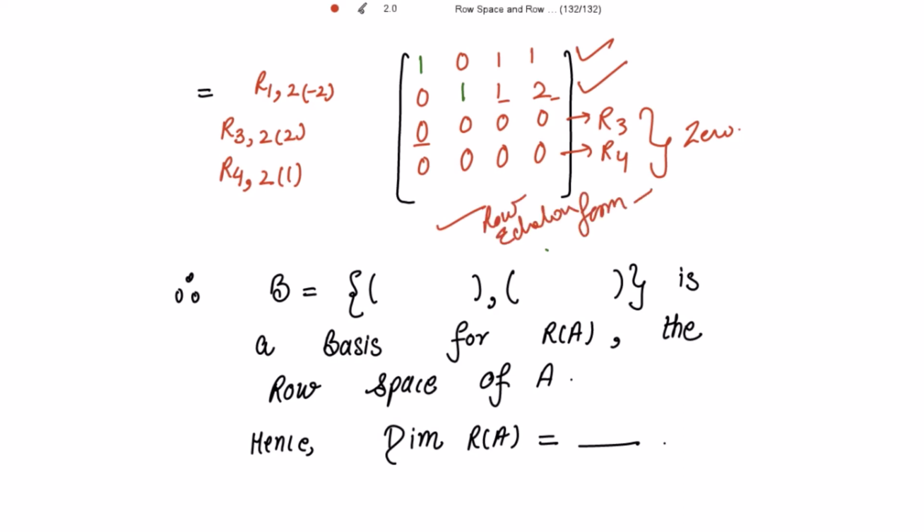So writing the basis for this matrix, which is your A matrix, the bases are 1, 0, 1, 1, the first row, and the second row, that is 0, 1, 1, 2. These are the bases for the row space of A, and the dimension of the row space of A is, how many bases are there? 2 bases, this and this. So the dimension of the row space of A is 2, right? Okay, thank you.